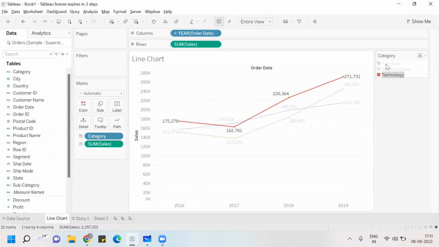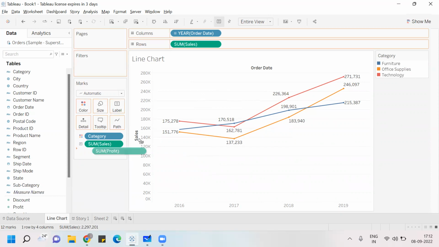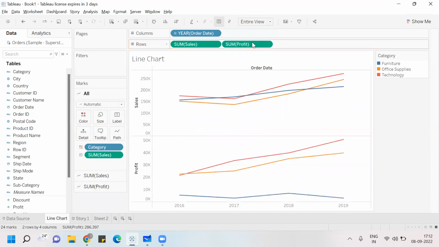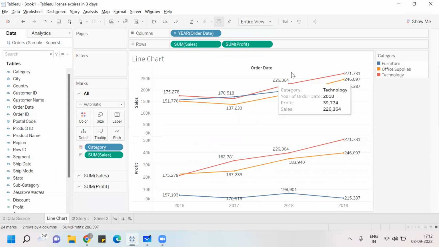Okay, so then furniture, office supplies. You can make analysis category wise. Here you made the analysis of sales, right? Of different categories. If you want profit also, analysis of profit also, that you can do. So you can put profit. So you got the analysis of sales and profit of different categories.